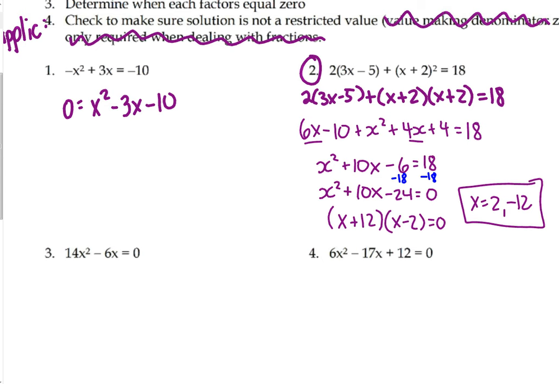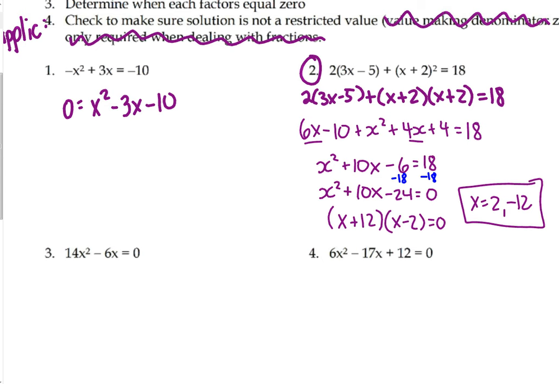So collecting like terms. Still, when you do that, we don't have one side equal to 0. Quadratic, you have to bring the 18 to the left side of the equation so that one side equals 0. Then you can factor. Okay, so I don't know if you were trying to factor x squared plus 10x minus 6. You weren't ready to factor. We need one side equals 0. Okay.